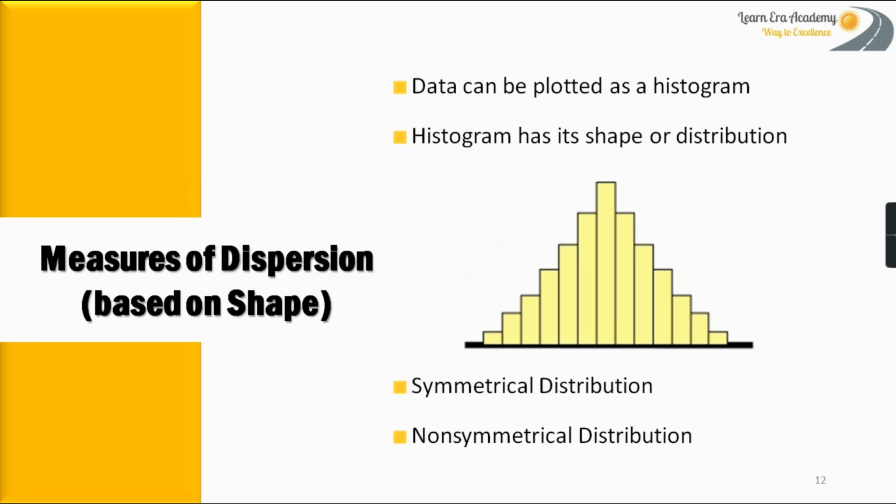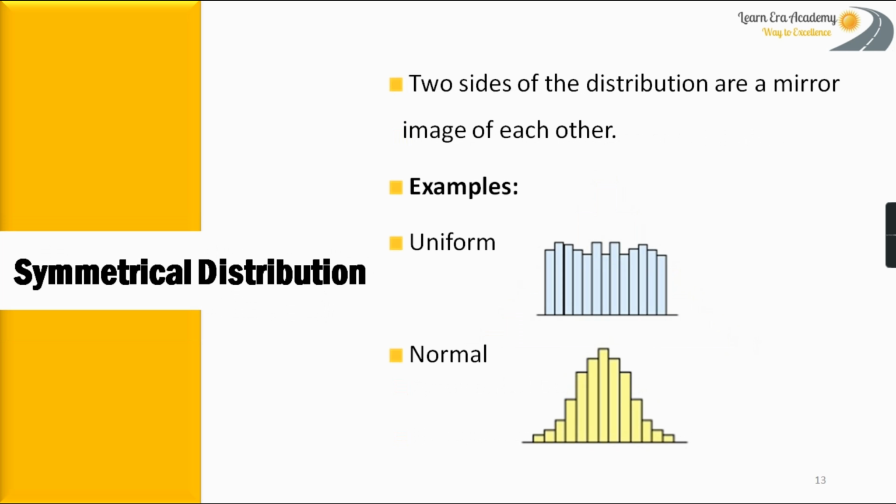Now we can see about the measures of dispersion based on shape. Data can be plotted as a histogram, and every histogram has its own shape or distribution. There are two types of distribution: symmetrical distribution and non-symmetrical distribution. A symmetric distribution is one where the left and right hand sides of the distribution are equally balanced around the mean. Some example distributions are uniform and normal distributions.